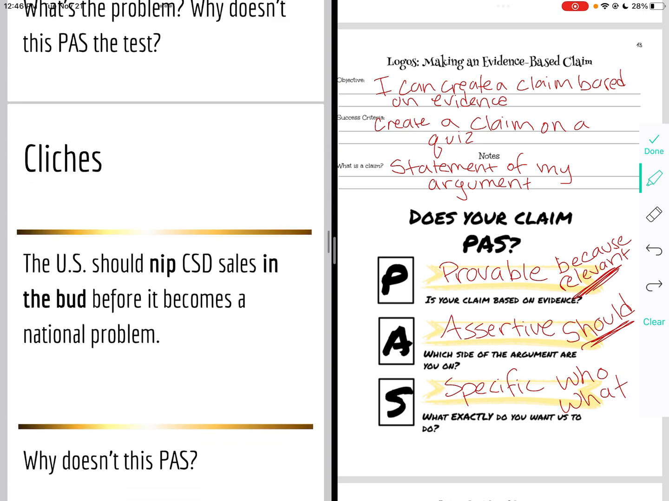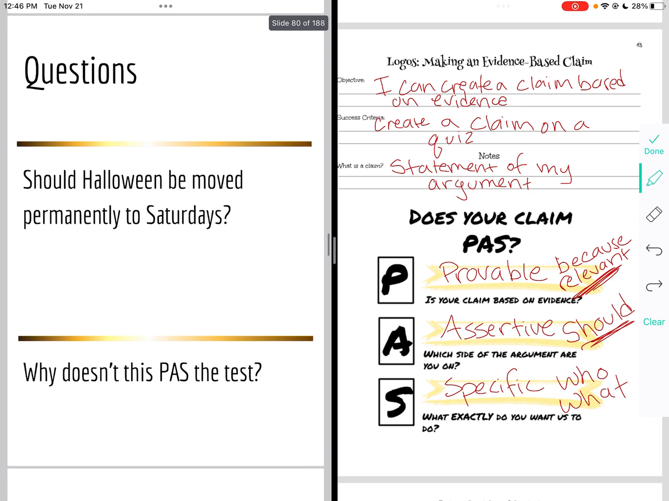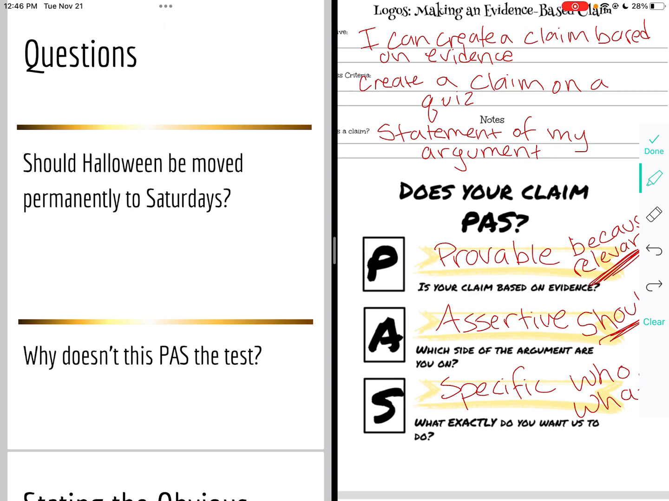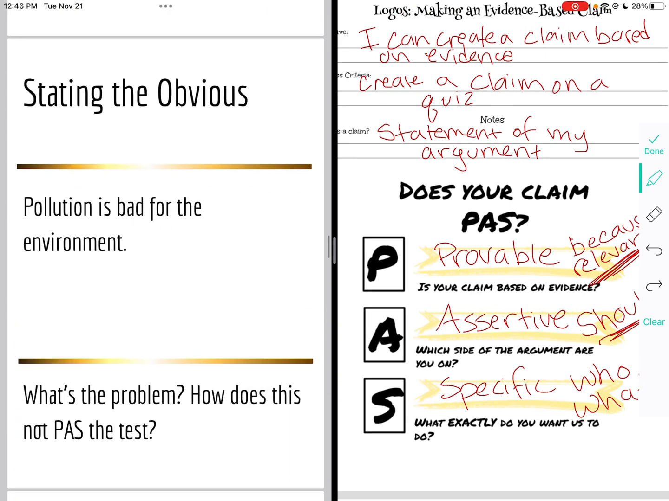Here, nip CSD cells in the bud. You probably don't even know what that means. That's an example of why we shouldn't use cliches as part of our claims. Should Halloween be moved to Saturdays? We went over this, but this doesn't pass the test because it's not assertive. We're asking a question instead of making a statement.